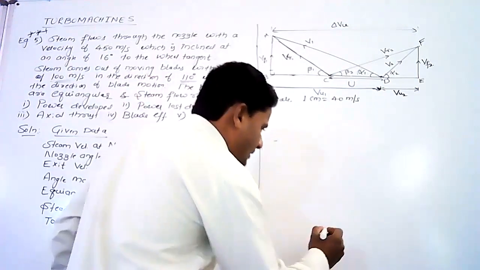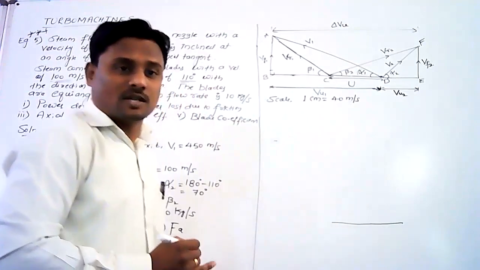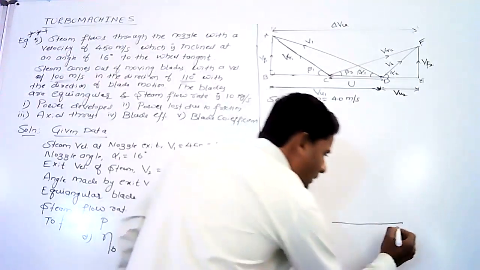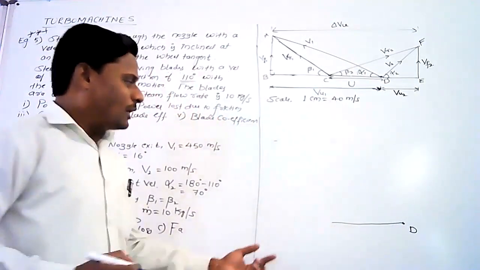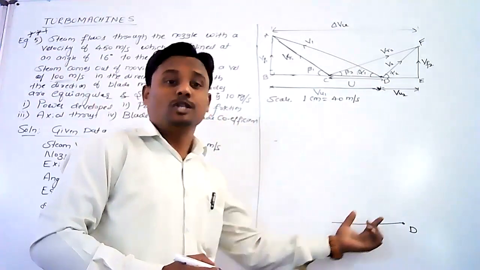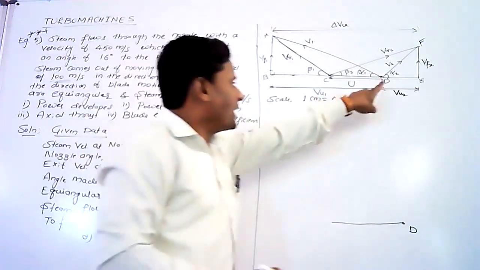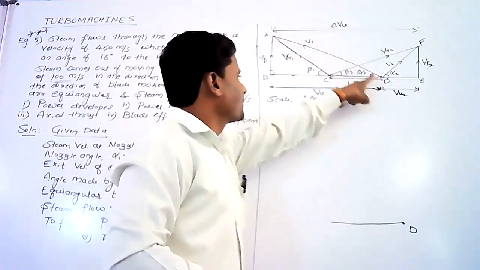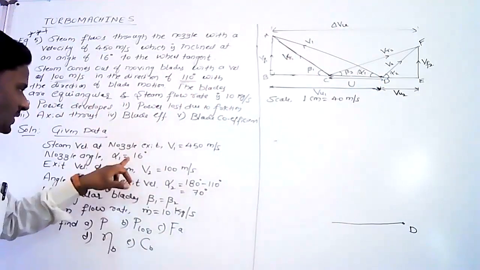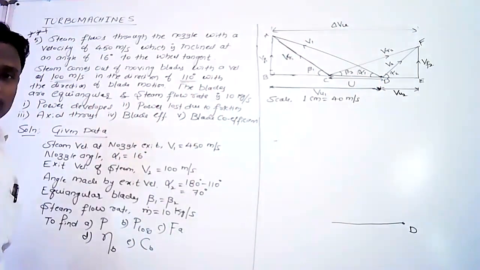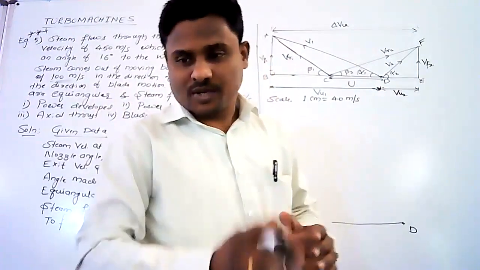Let us take the horizontal line. I don't know the length of this line. Let me locate the point D here. I don't know the exact location of point C because U is unknown here. Now from point D, V1 is emerging at an angle alpha 1. Alpha 1 equals 16 degrees and V1 equals 450. While drawing the graph, we have to take all the dimensions in centimeters.